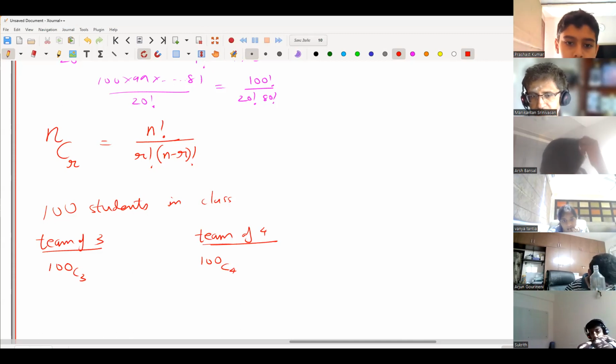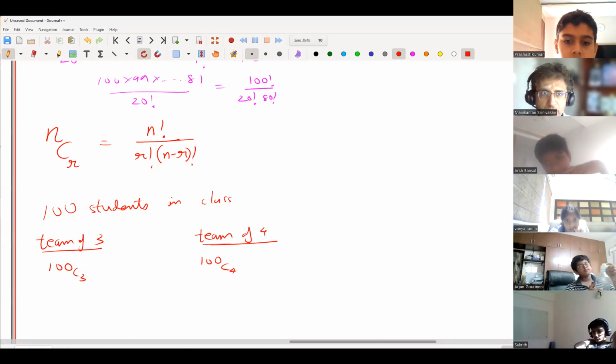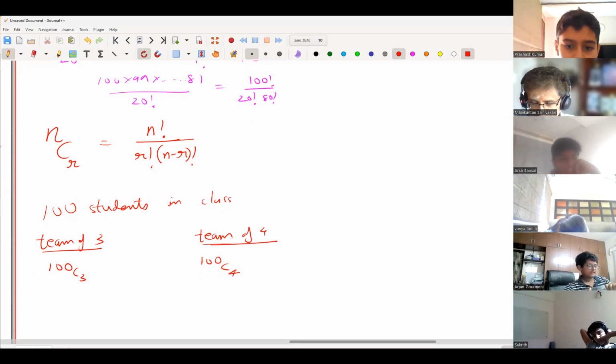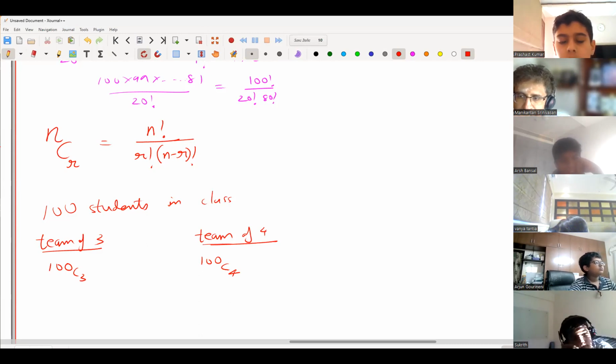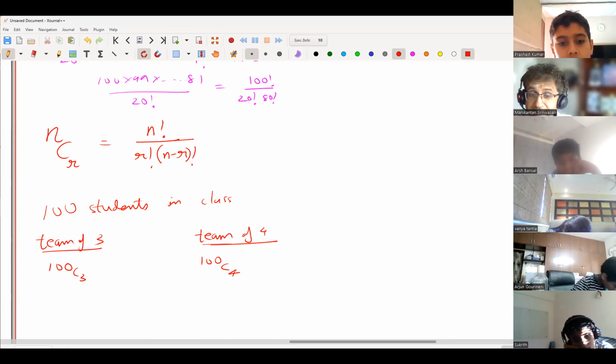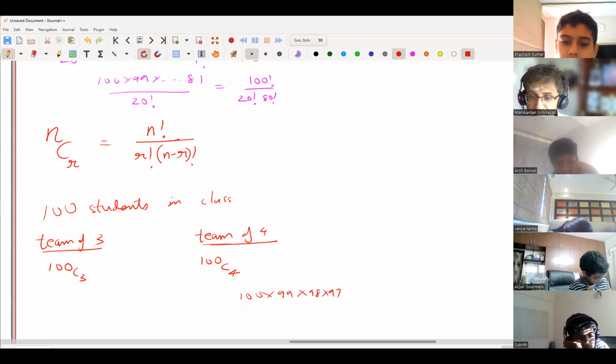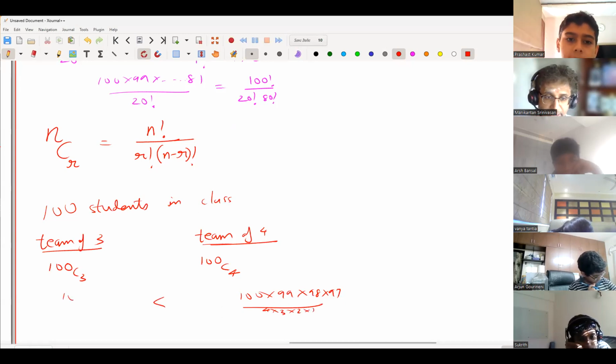Akshar. So 100 choose 3 is bigger. Why? Because 100 times 99 times 98 upon 3 times 2 times 1 is bigger than 100 times 99 times 98 upon 4 times 3 times 2 times 1. But the numerator is 100, 99, 98, 97. But 97 is not there on the left one. Oh, yeah. Okay. So this will be bigger, right? This is only 100, 99, 98 by 3, 2, 1.